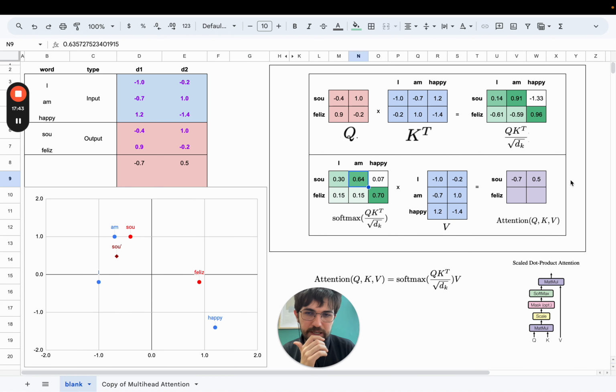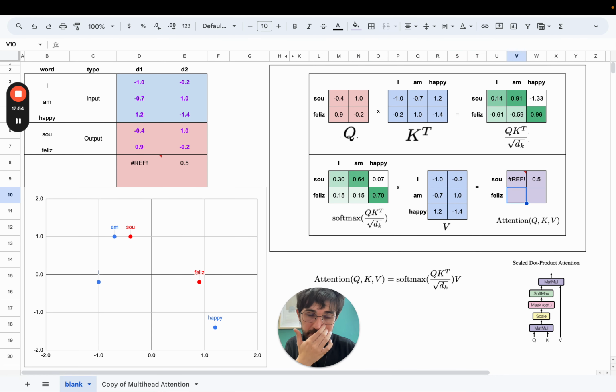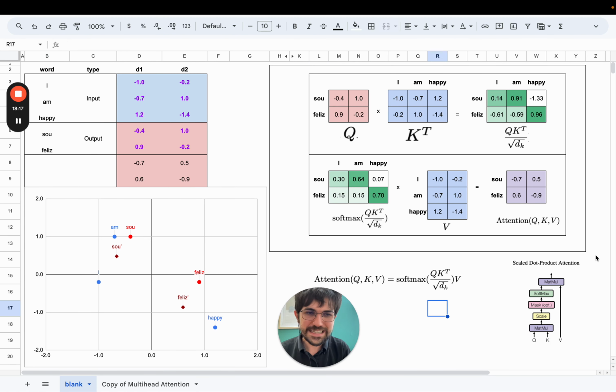And let's see what happens here for the word feliz. Here let me just do the matrix multiplication instead of doing it step by step, so that we can see the output of both of them. Let me remove this, and done. So in the word feliz here, we can see that it's using 30% of the word I and the word M, and 70% of the word happy. And done. This is what we call scaled dot attention. We just finished the implementation.